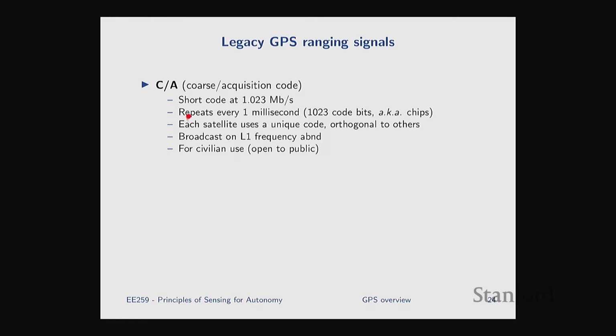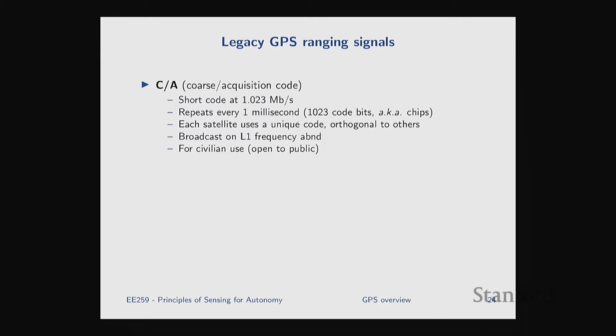This one repeats every 1 millisecond, which means at this rate you get exactly 1,023 code bits, right? And by bits, I mean these zeros and ones. Those are the bits. They're also called chips, and I'll use the two terms interchangeably, bits and chips.